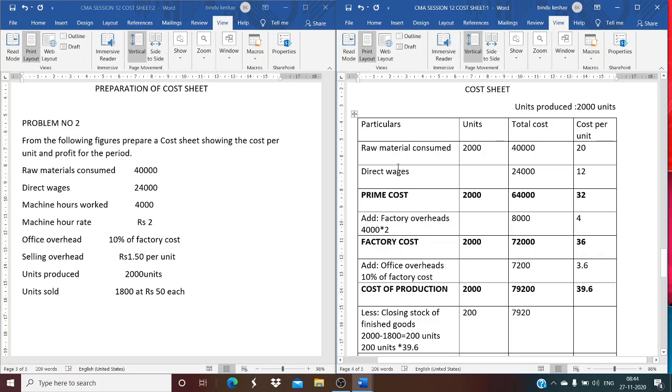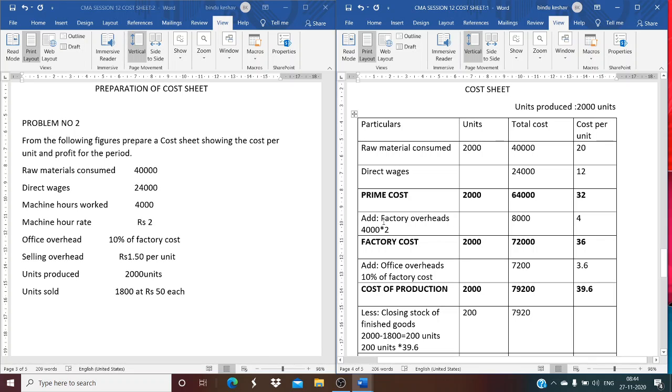Now we can add these two items, raw material consumed and direct wages, and we get the prime cost. So prime cost, the number of units 2000, total cost 40,000 plus 24,000, 64,000, and the cost per unit is 20 plus 12, rupees 32.